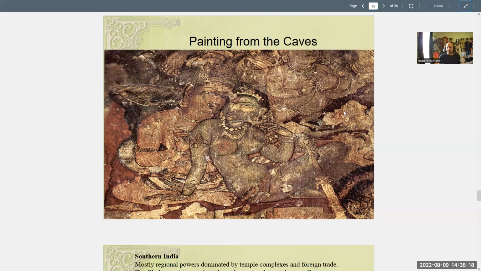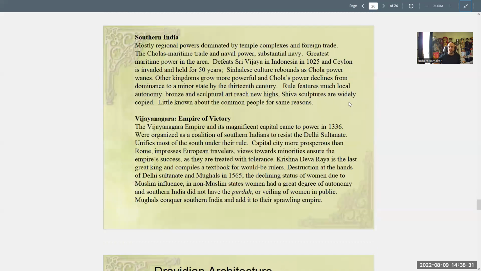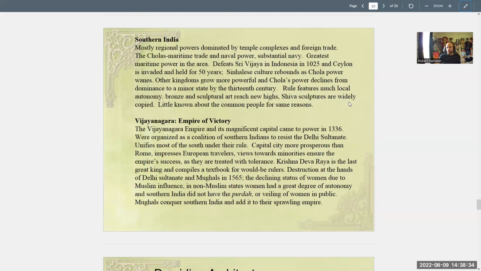I don't think I need to explain it anymore. But for the most part, these are the kinds of things that are going on in southern India as far as the religious elite that dominates the state, the politics that are associated with it. Now, southern India also does have a couple of larger empires.